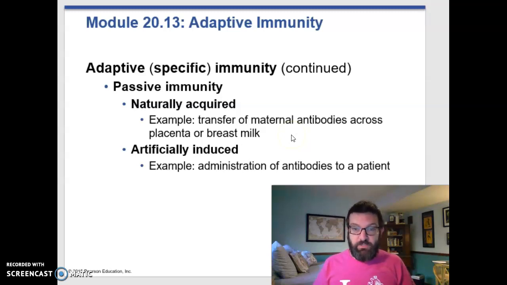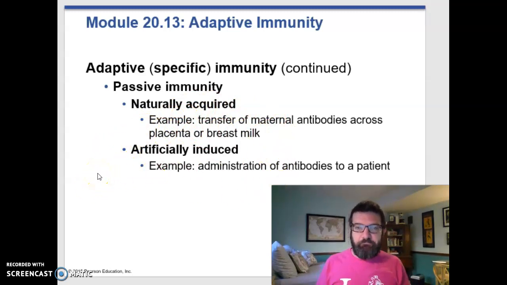And this can happen naturally, most notably through transfer of maternal antibodies across the placenta. So if you've got a fetus inside you and you're a mother-to-be and you are making your own antibodies, that fetus is getting your antibodies passively. And that's natural, right? Same with breastfeeding, right? One of the advantages of breastfeeding your baby is that they get a lot of your antibodies passively through the breast milk. But you can also artificially give antibodies.